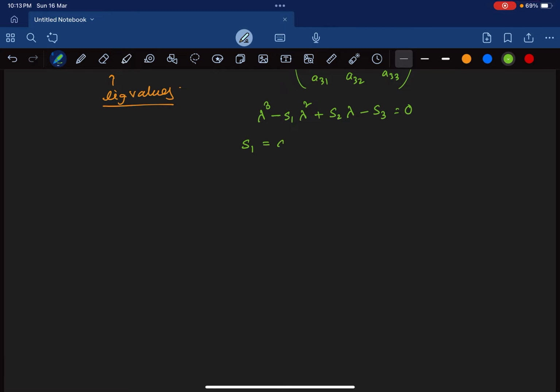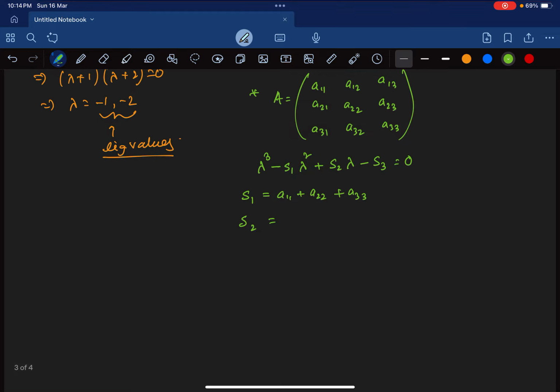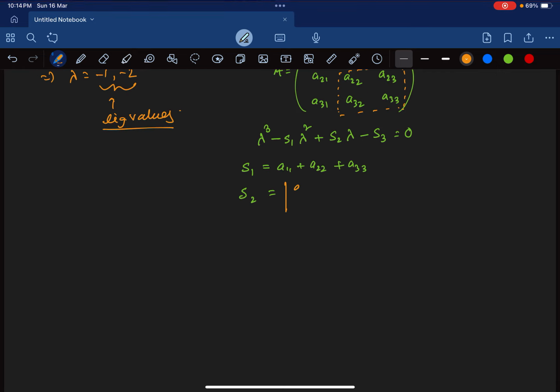S1, what is this S1? S1 is A11 + A22 + A33, that means sum of the principal diagonal entries. S2 is given by sum of the minors of leading diagonal elements, so sum of the minors. If you consider this particular element, suppose A11 we are interested in, so the minor will be this part, minor.